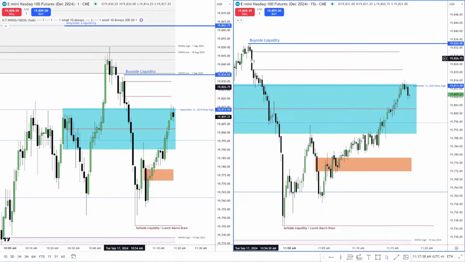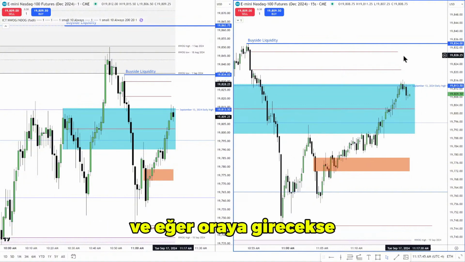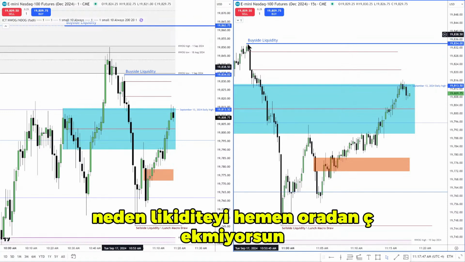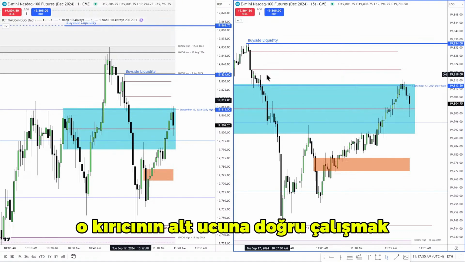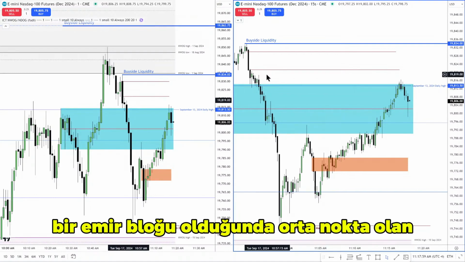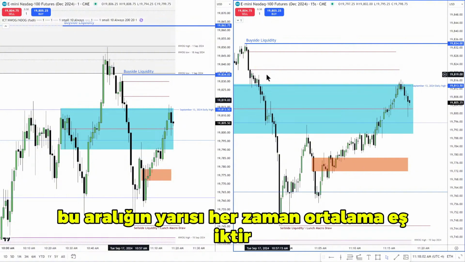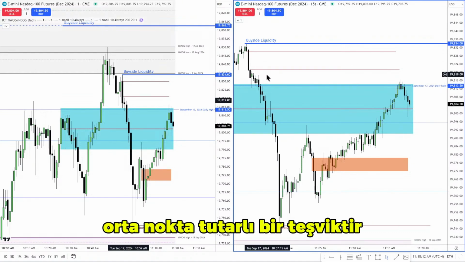So keeping to the rules, I'd still like to see it ram up in there pretty quick. And if it's going to get in there, why not just take out the liquidity right there? Working towards the low end of that breaker, spiking through mean threshold, which is the midpoint. Whenever there's an order block, half of that range is always mean threshold. If it's a gap or a wick, the midpoint is consequent encroachment.